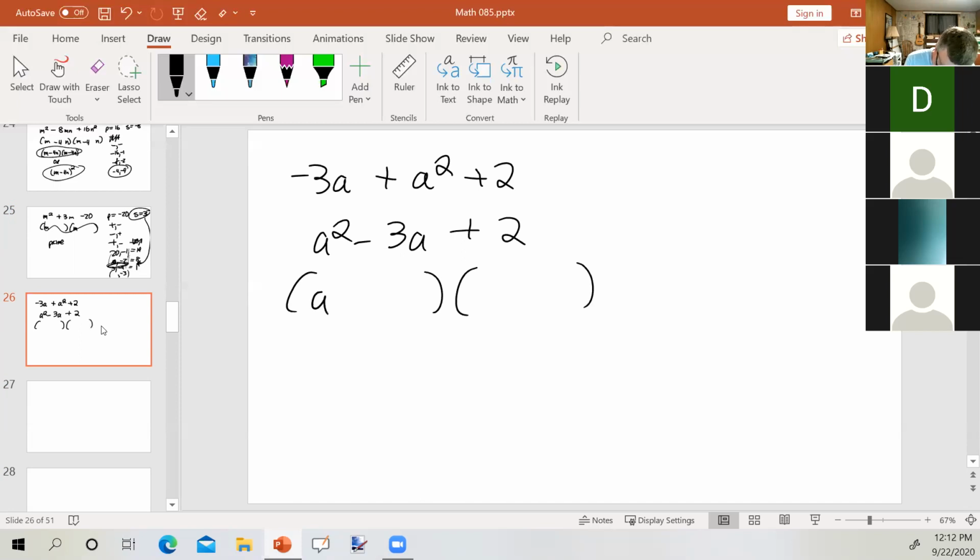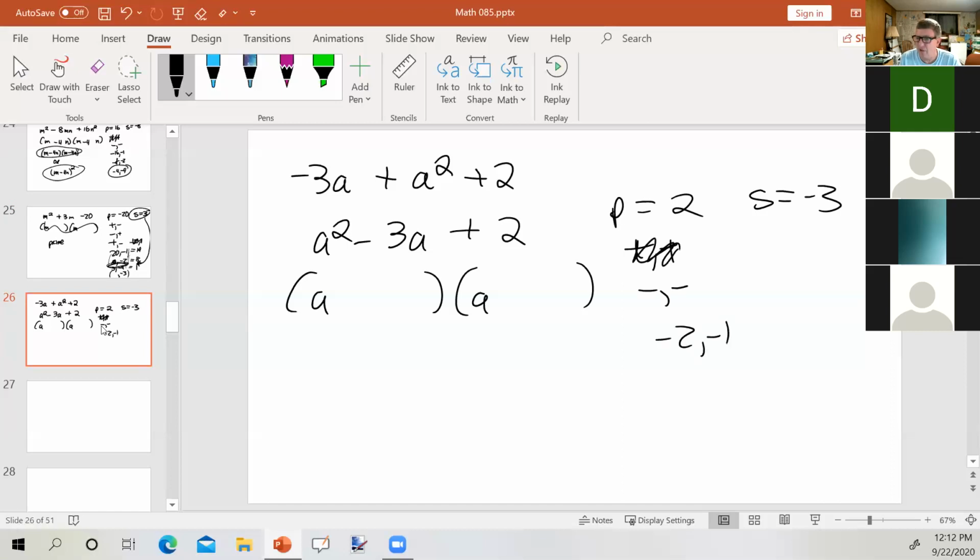Good. So we've got an a and an a. Product is 2. Sum is negative 3. Product is positive. I've got to have two positives or two negatives. But the sum is negative, so I couldn't use two positives. How about negative 2 and negative 1? That's really the only possibility, isn't it? So we have that.